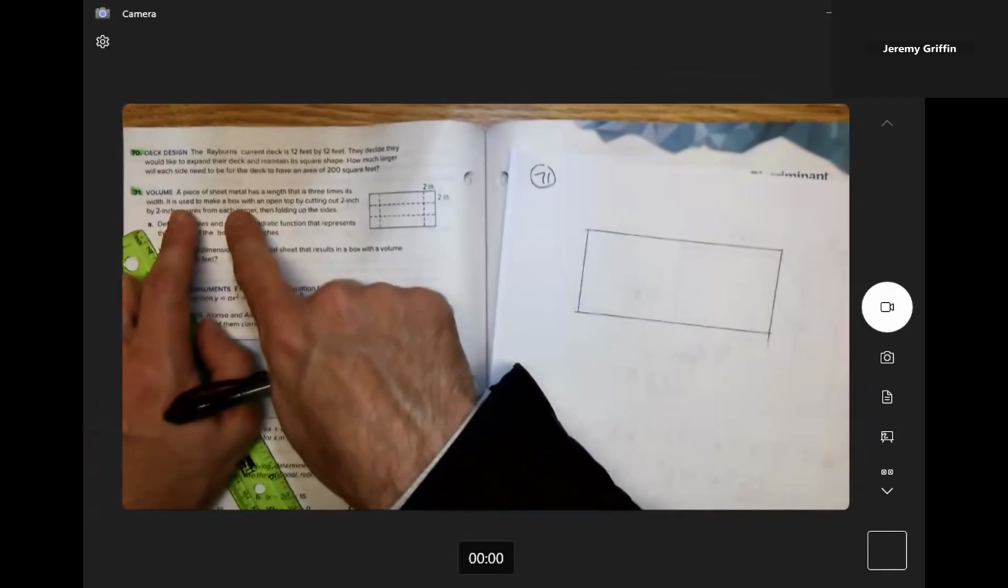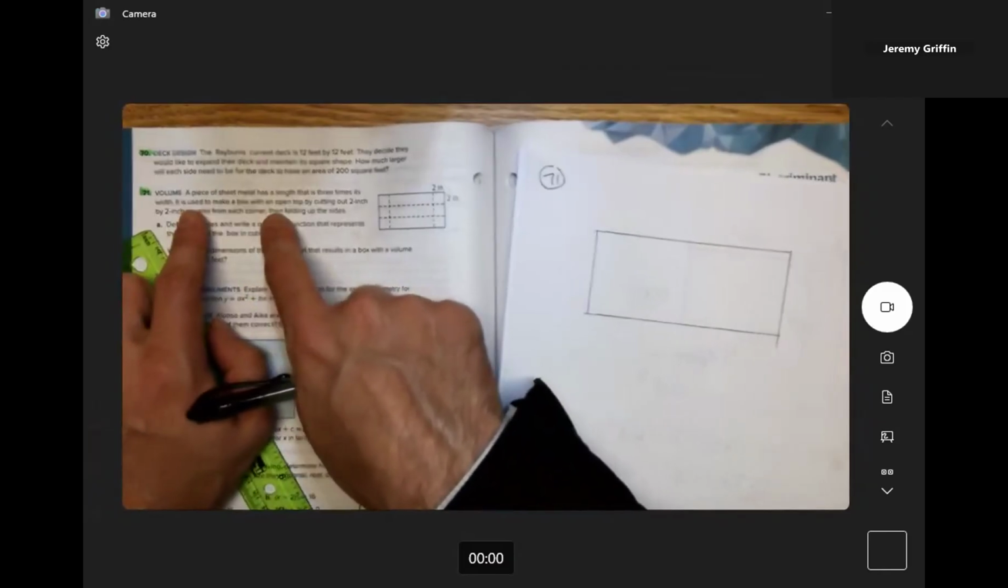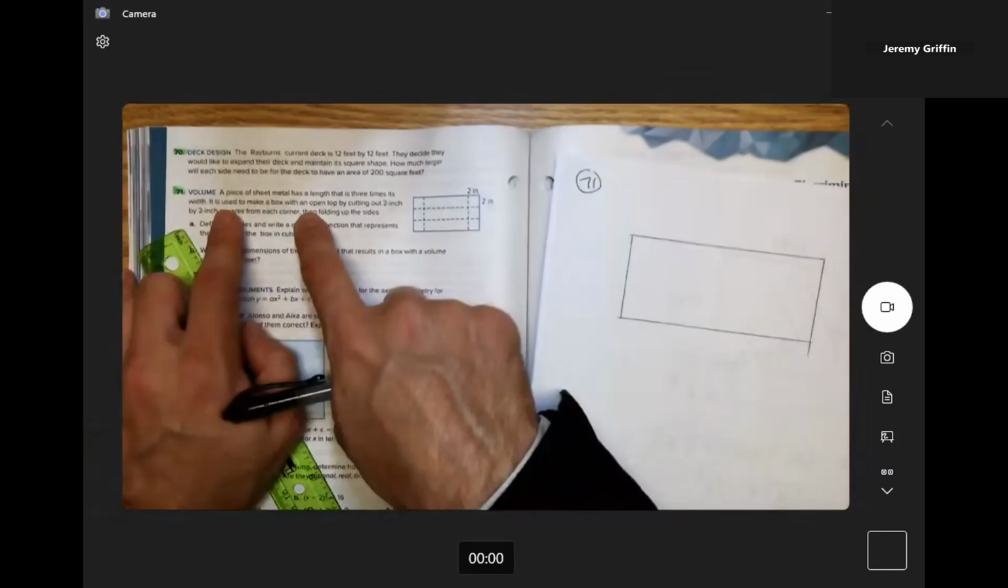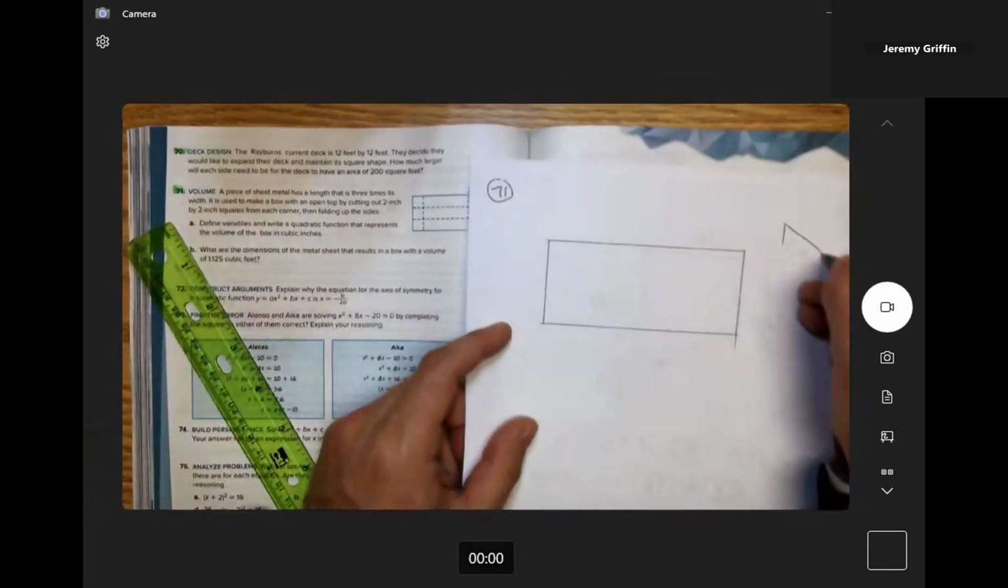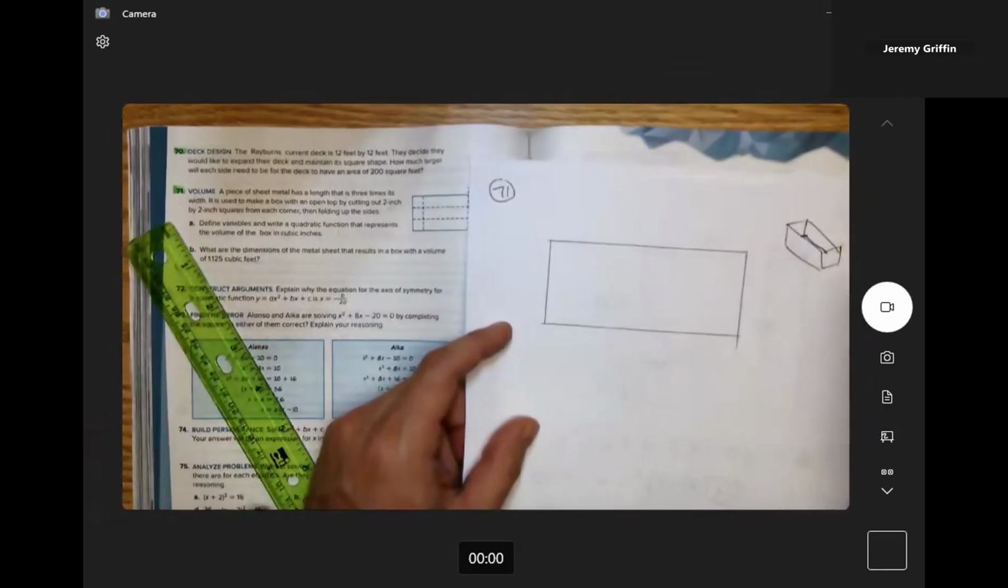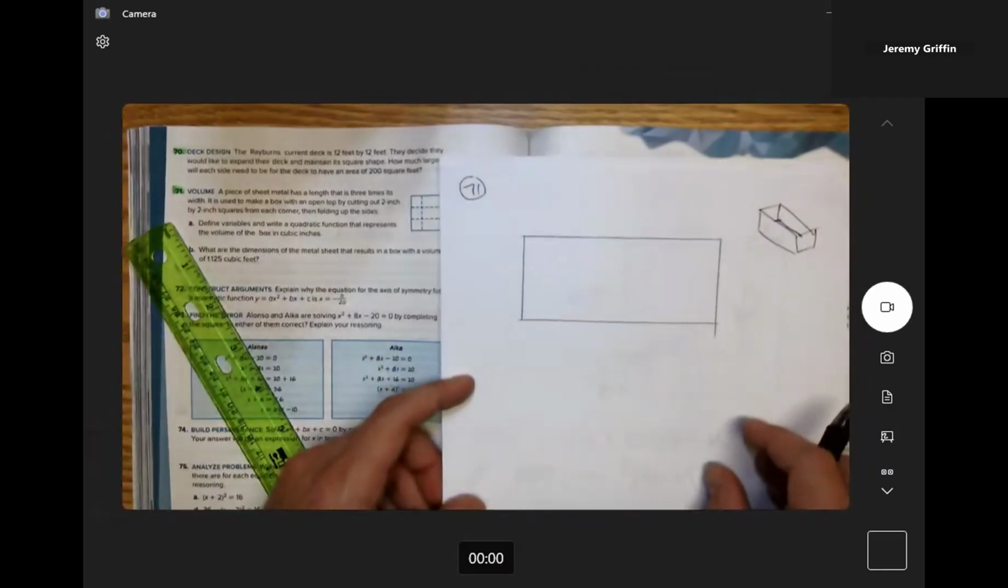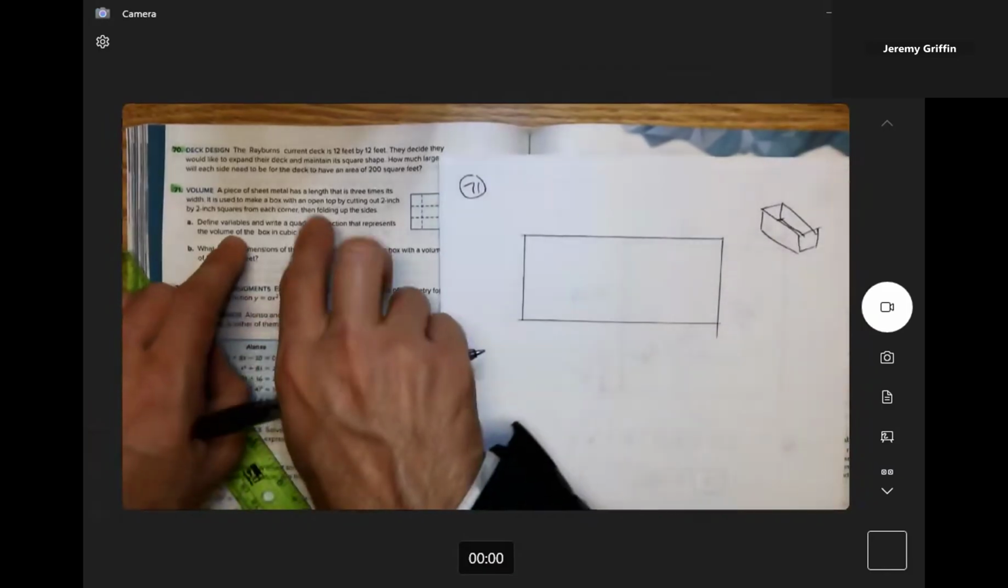It is used to make a box with an open top. Right, so a box with an open top. I'm already thinking this could look kind of like this, couldn't it? A box, okay, there's a general box and it has an open top. Maybe it looks something kind of like that. You can kind of see down the box. You could put something in.